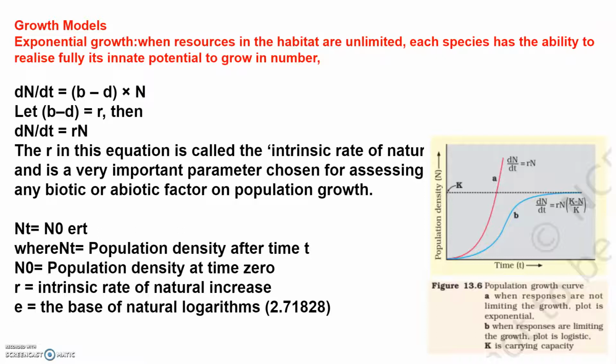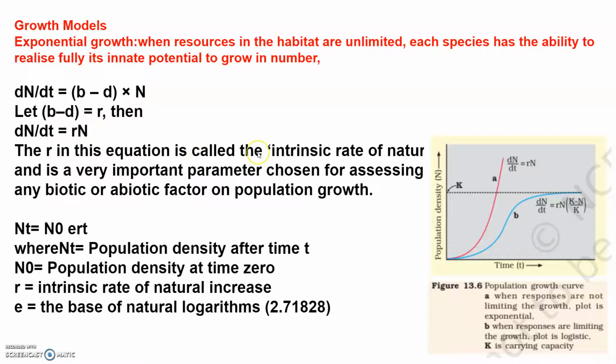So if in a population of size N, the birth rates, not total number, but per capita births, are represented by B, and death rates, again per capita death rates, are represented by D, then the increase or decrease in number during a unit period of time, that is dN upon dt, will be represented by B minus D multiplied by N. So let B minus D be equal to r, then dN upon dt will be equal to r N.